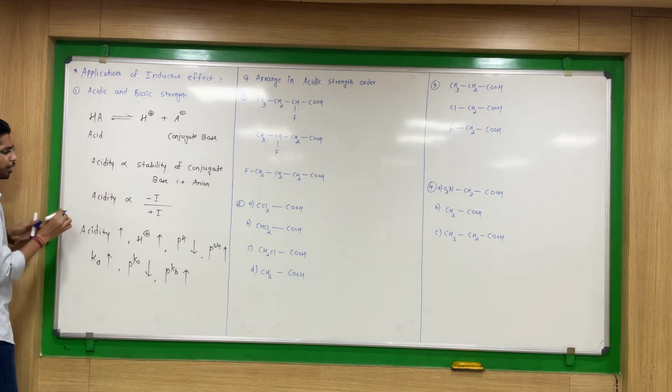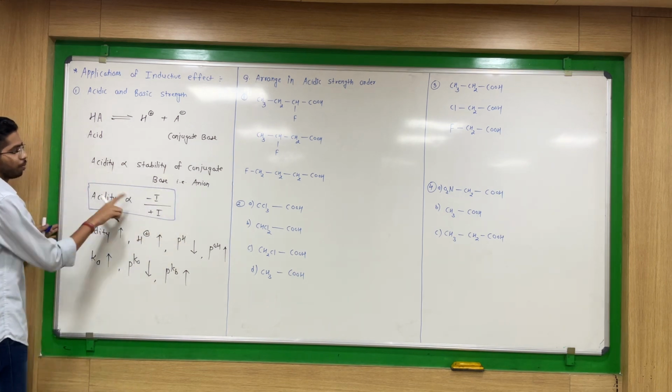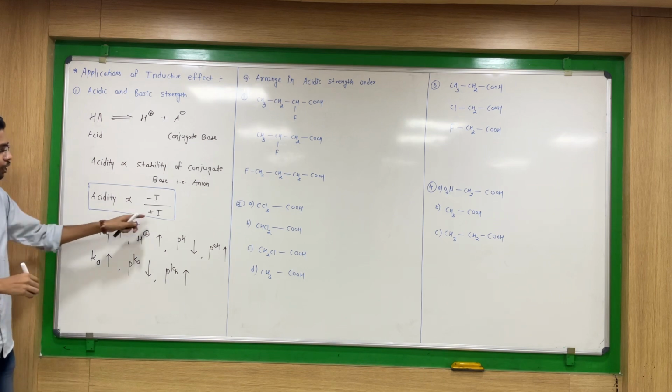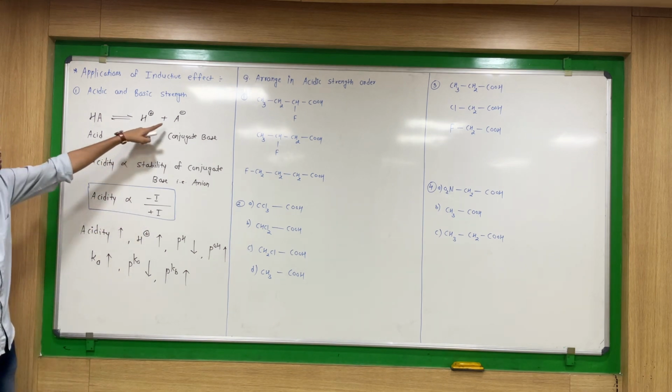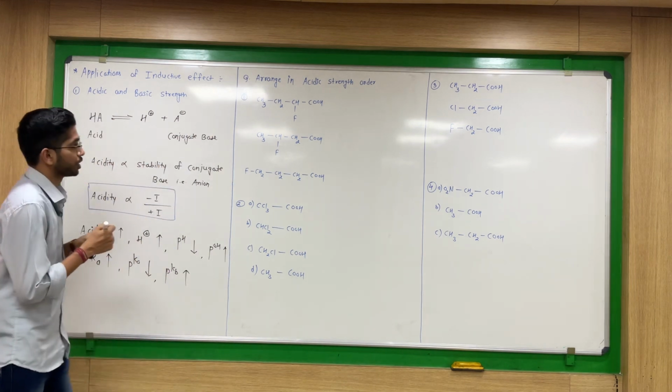One thing we have to remember here is that acidity is directly proportional to the minus I effect and inversely proportional to the plus I effect. Why? Because we have to decrease the charge on the A minus. Now we'll solve some questions here.